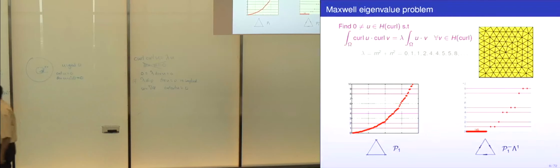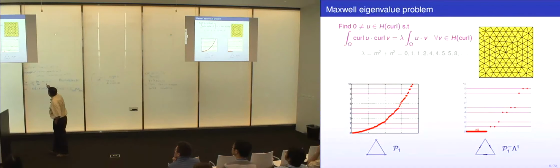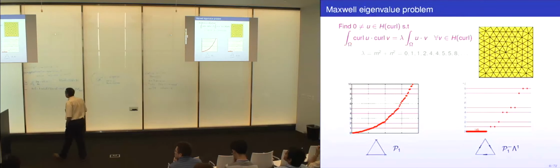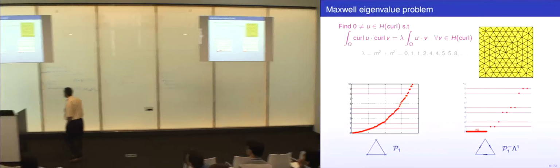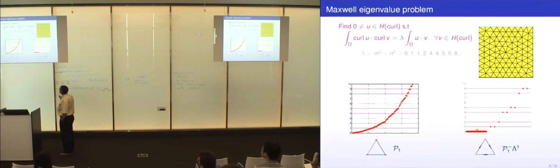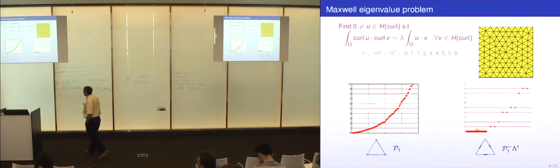So now let's look at it. So here's our problem. I take a mesh of the square. In this case, I took a non-uniform mesh of the square. I did the square because we know the exact eigenvalues by separation of variables. They are, well, there's the 0 eigenvalue with an infinite dimensional space of eigenfunctions, the gradients. And then anything in the form m squared plus n squared. So 1 is a double eigenvalue, 2 is a single eigenvalue, 4 is a double eigenvalue, 5, 5, 8, etc.